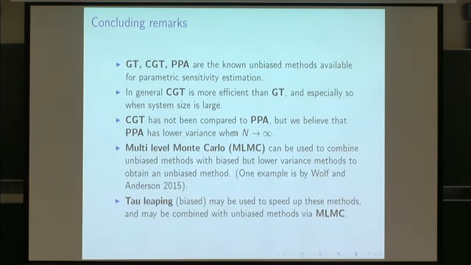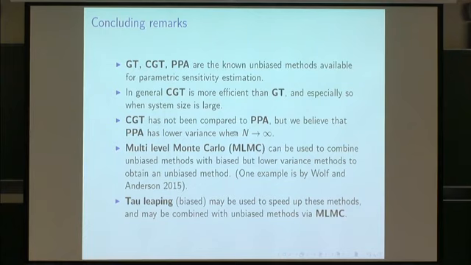Just to conclude, these are the only three unbiased methods that I know. I have a suspicion PPA will be more efficient when system size gets modestly large, because even though we didn't analyze it, it's going to have similar dependence on system size as finite difference. A nice approach is multi-level Monte Carlo, where you can combine a biased method with an unbiased method, provided you can couple them tightly. One example is by Wolf and Anderson.